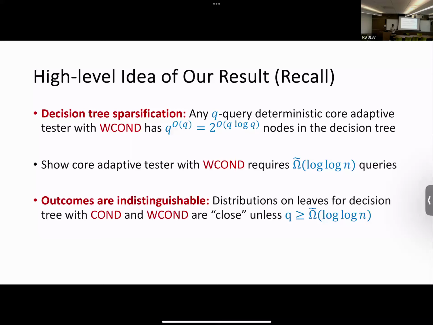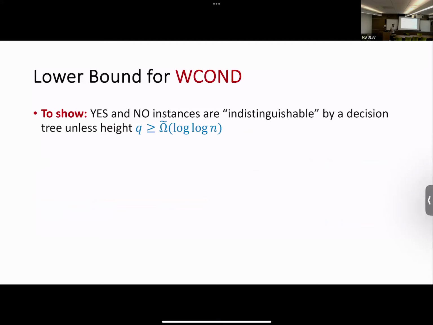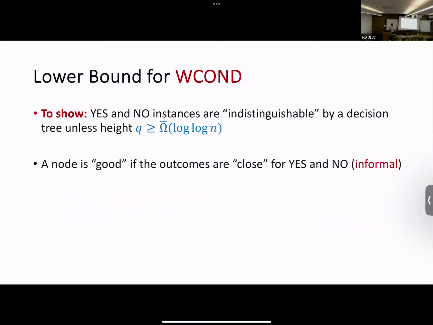So now, what do we want to show? We want to show that any co-adaptive tester with this conditioning priority, when given this hard instance, yes and no, should require Omega(log) queries to distinguish. So this is what we want to show: that yes and no instances are distinguishable by a decision tree only if the height is at least Omega(log).